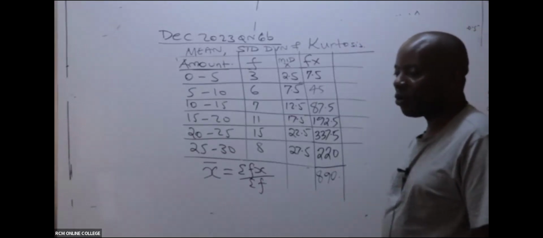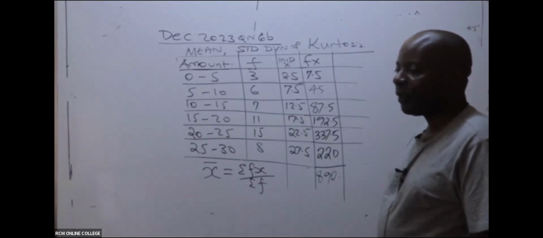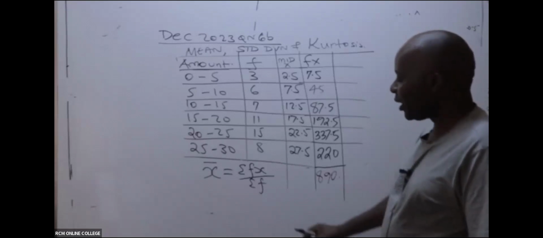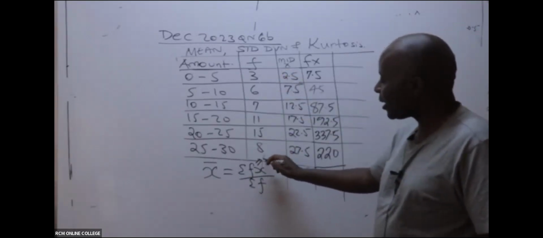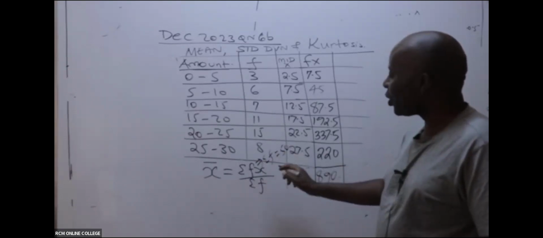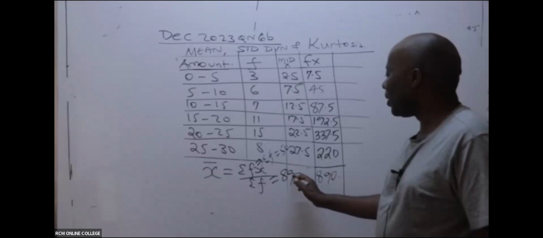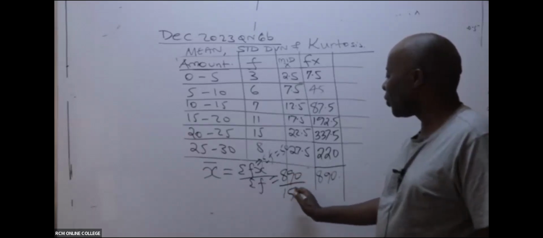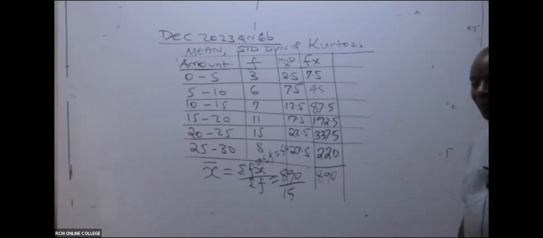I remember somewhere they spoke of, were they 50 students? Frequency summation is 50. Thank you so much. So the summation of frequency is 50. So then come and take the quotient. We are taking 890 numerator divided by the summation of frequency, which is 15. So then what are we getting for the mean, my friends?